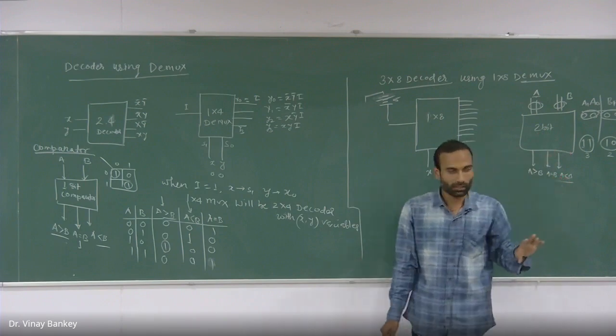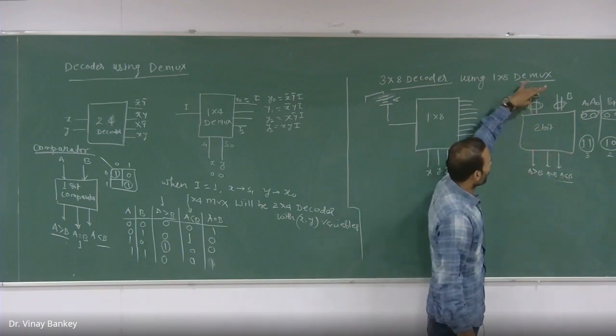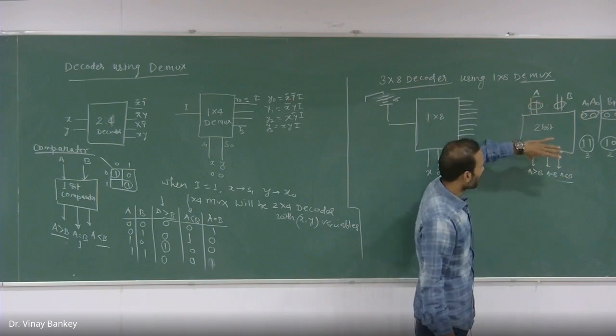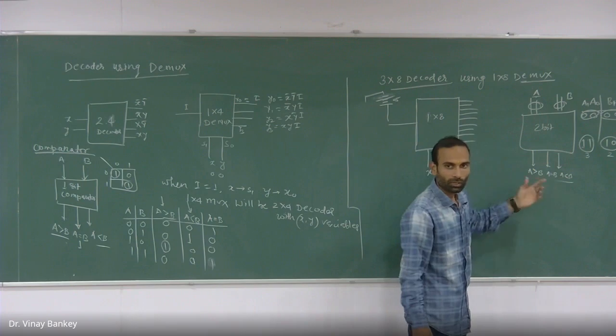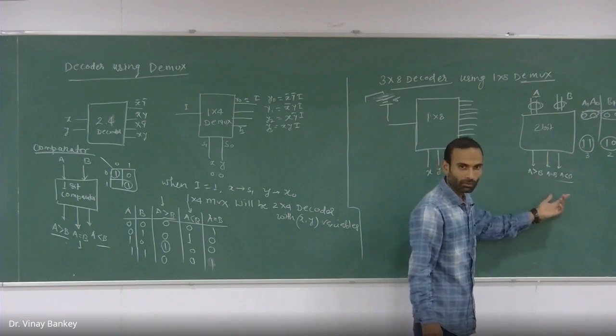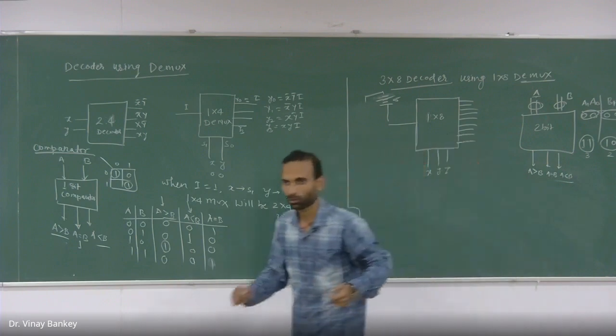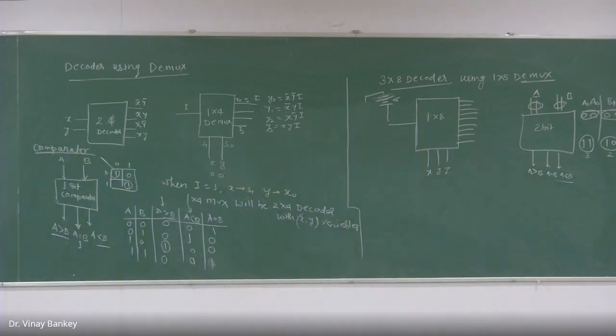In a comparator, there are 2 inputs, and each input may have 1 or more bits. However, there will definitely be 3 outputs: one is greater than, the second is equal, and the third is less than. This way we have completed the decoder using De-Mux and the comparator.